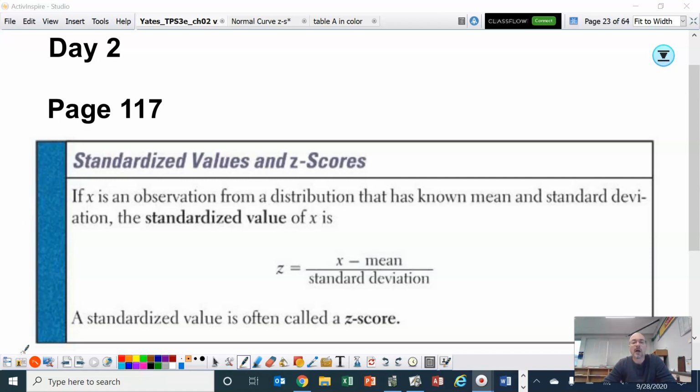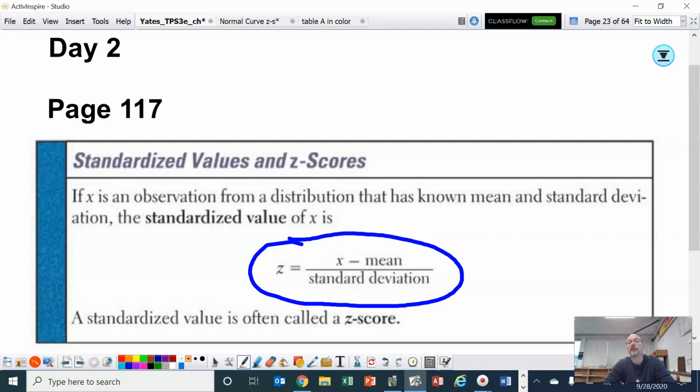So if x is an observation from a distribution that has known mean and standard deviation, the standard value of x is, okay, you should remember z equals x minus the mean divided by the standard deviation. Now, we're doing just the basics with this, and that's all we did in advanced algebra. As we go through the chapters and as we go through the year, this is going to change depending upon the situation. The formula is going to be the same, but there's going to be some things added to it.